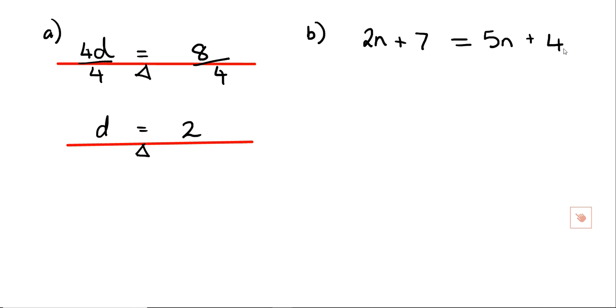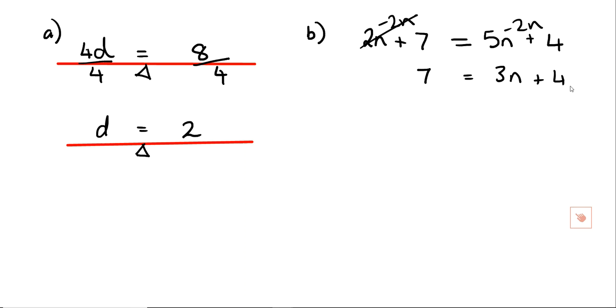I can take away 2n's from the left-hand side, yeah? So if I take away that 2n, what do I have to do to maintain the balance? Do the same thing to the other side. So what am I left with? Well, that's gone. So I'm only left with 7 weights on that side. I'm left with 3n's plus 4 weights. Now what can I do?